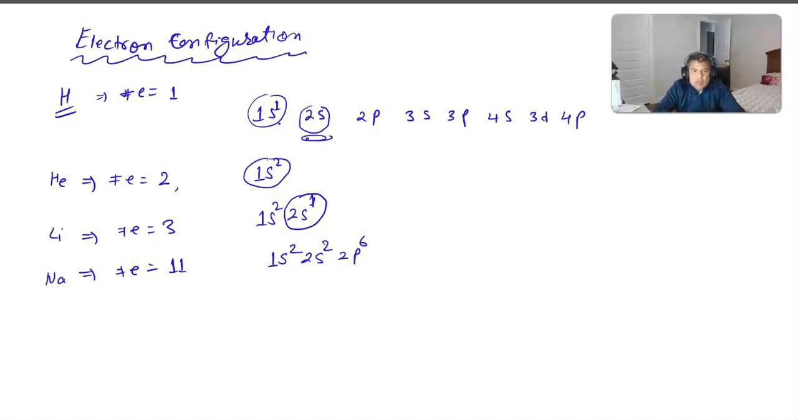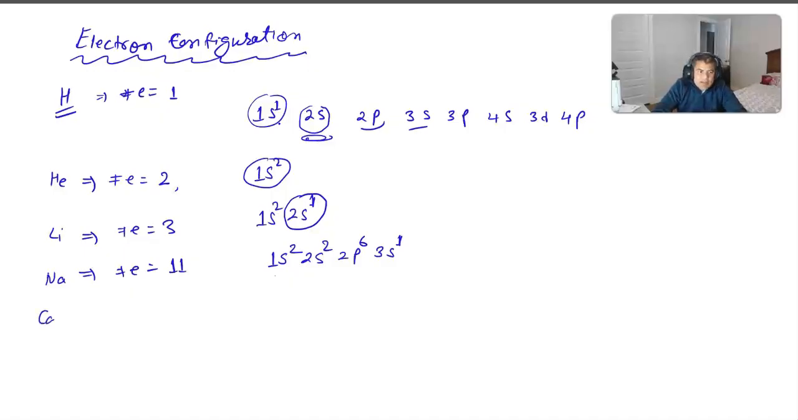Then after 2p what comes? 3s, that's why 3s will have 1 electron. 1s orbital has 2 electrons, so 2s orbital will have 2 electrons, 2p has 6 electrons, 3s has 1. Now this is the electron configuration.